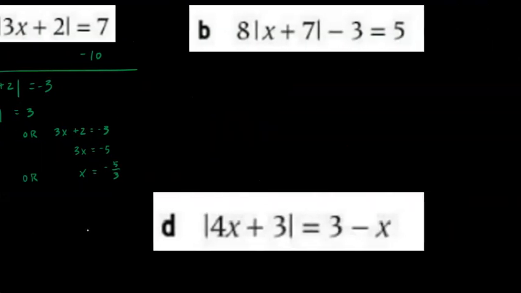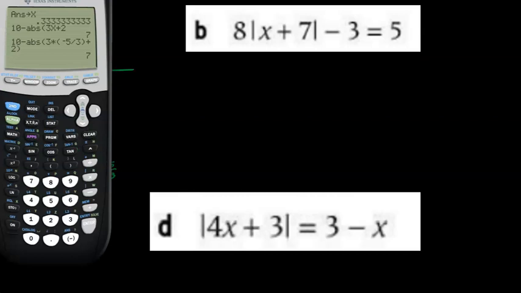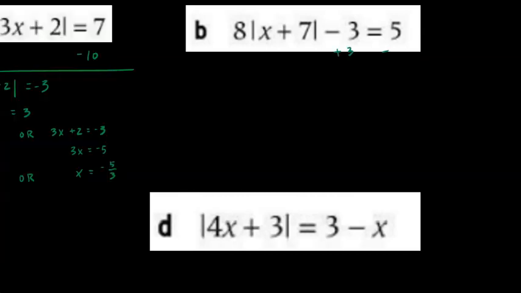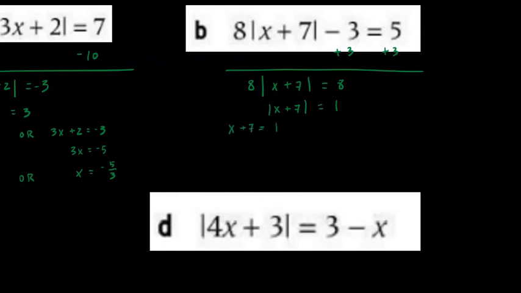Okay. Let's go ahead and add 3 to both sides. We have 8 times absolute value of x plus 7 equals 8. Divide both sides by 8, so we have absolute value of x plus 7 equals 1. Split that up: x plus 7 equals 1, or x plus 7 equals -1. So x equals -6, or x equals -8.